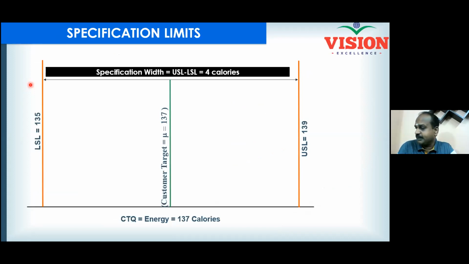Whatever we discussed, upper specification limit and lower specification limit, I have visualized here. What is your customer target? 137. What is your USL? 139. What is your LSL? 135. What is the gap between the two? That is called specification width, USL minus LSL, which is 4 calories. You can call it customer tolerance or you can call it specification width. Hope this graph is understood.